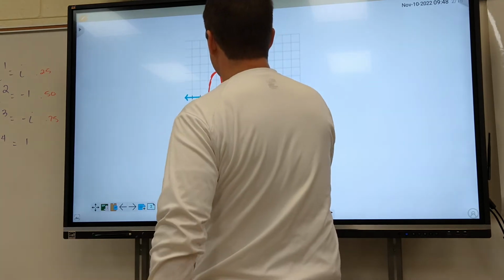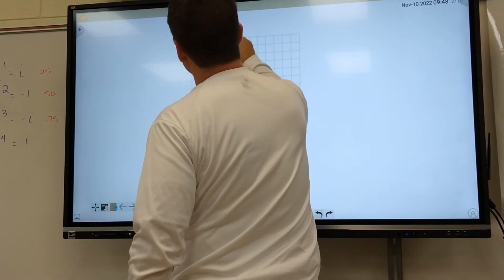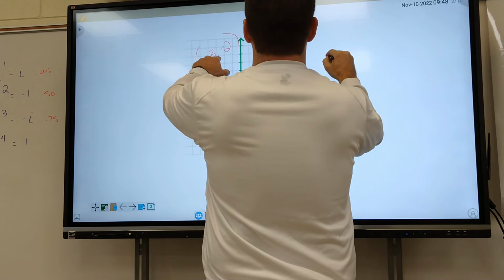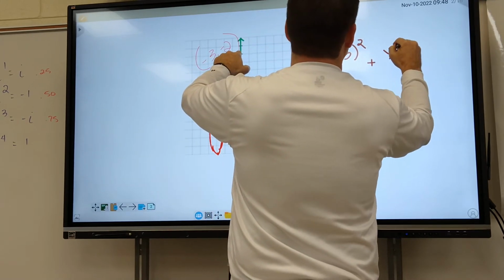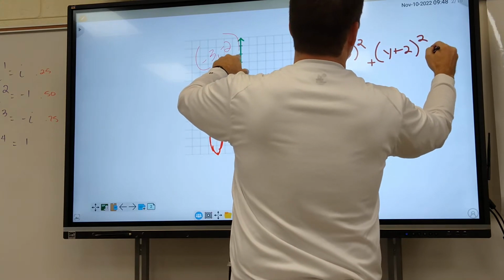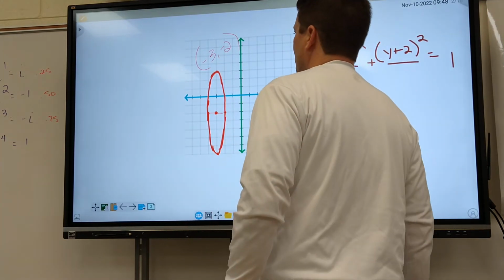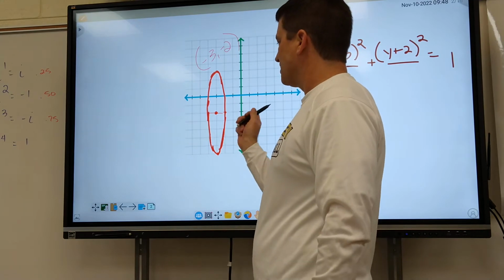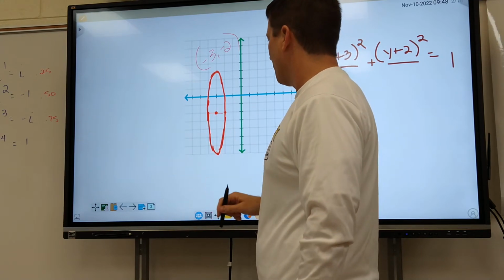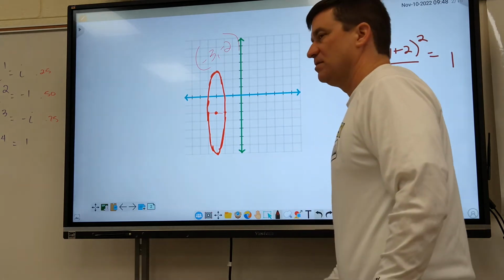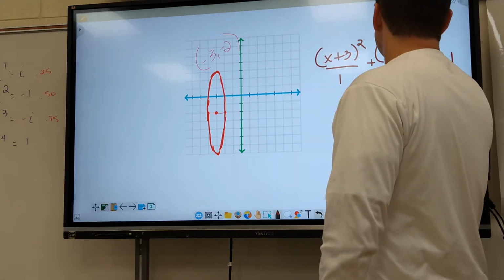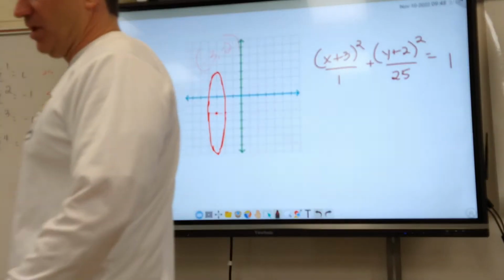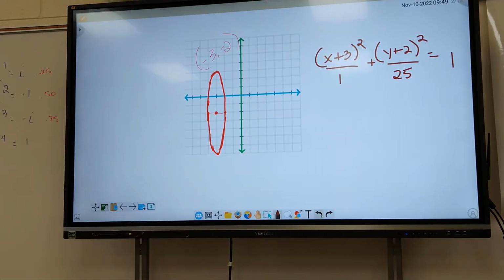All right, so our center is negative 3 down 2. So we start at x plus 3 squared plus y plus 2 squared equals 1. All right, Ariana, on the x-axis going side to side, how far am I moving away from the center? So 1 squared is 1. How about on the y-axis, how far up and down do I move? 5. 5 squared is 25. Really simple stuff there. So that is your equation on 1 and 2.